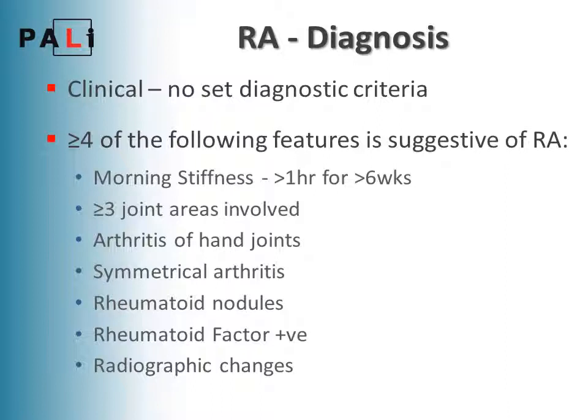More than 3 joint areas involved. Arthritis of the hand joints is particularly synonymous with rheumatoid arthritis, as is symmetrical arthritis, remembering it's a systemic condition. Rheumatoid nodules on the skin, particularly around the elbows, are also suggestive. Rheumatoid factor or anti-CCP positive. And also the radiographic changes we've already been through. So it's not an easy diagnosis, and it's certainly not one that could be made on the spot. It involves multiple factors to take into account before you can label it as rheumatoid arthritis.